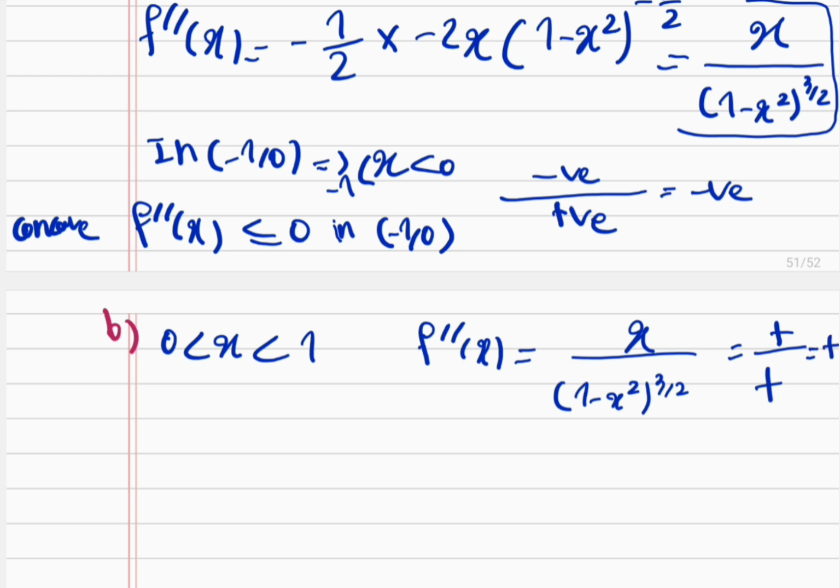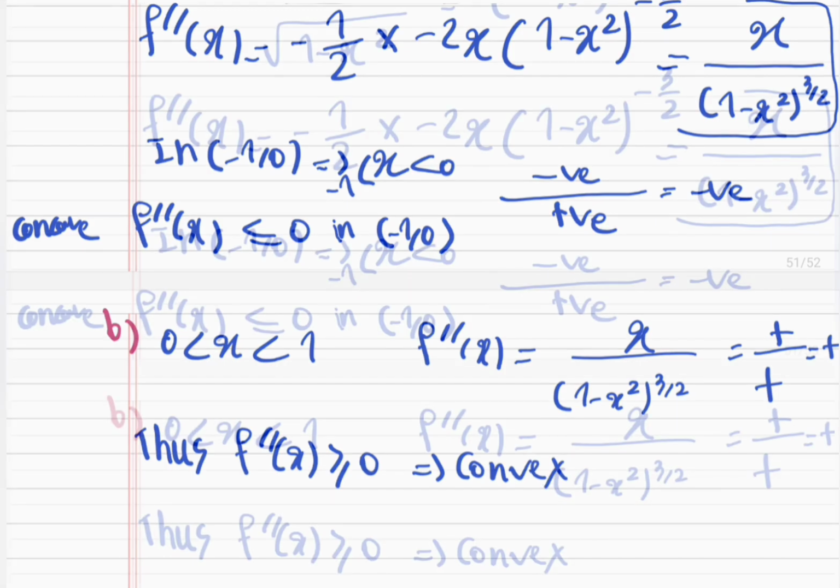So as a result of that, you get a positive number all the time in the interval where x is between 0 and 1. So we can conclude that the second derivative is always greater or equal to 0. So it's convex. The function is convex.